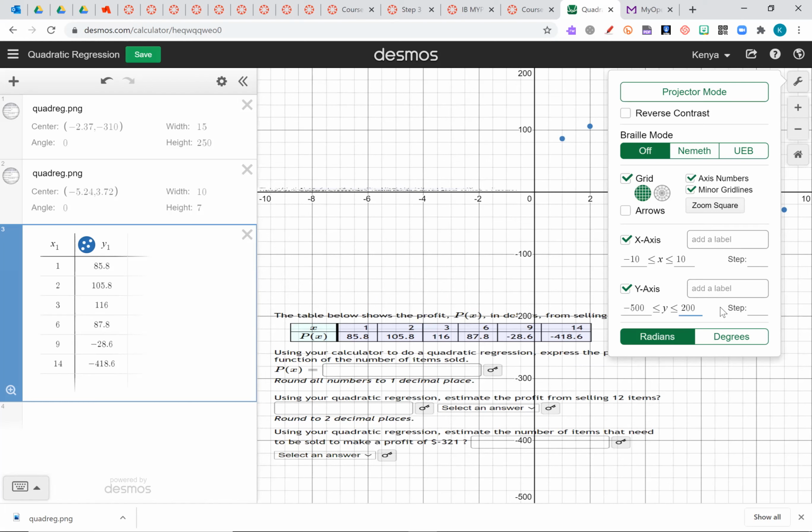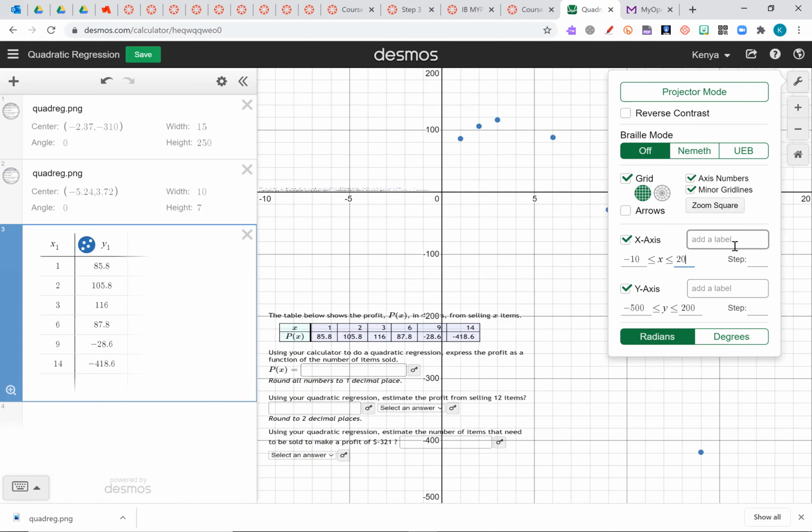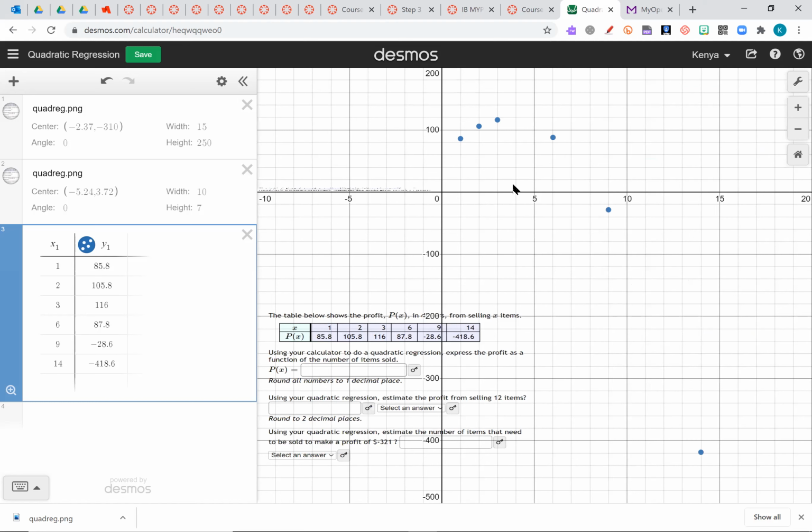All right. Now let's look at my domain. My x values go from 1 to 14. My domain is only going from negative 10 to positive 10. So I'm going to increase my domain to accommodate that 14 and make it 20. And voila, we now have our points. I can see all of the points from the table that were graphed earlier. So now we're ready to go for our quadratic regression line.